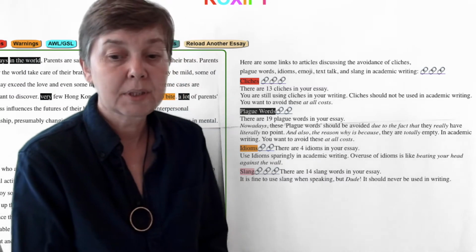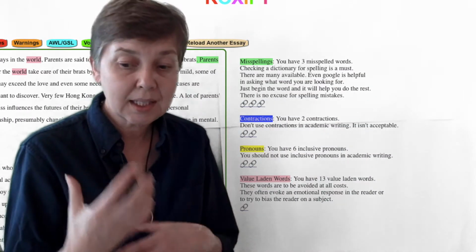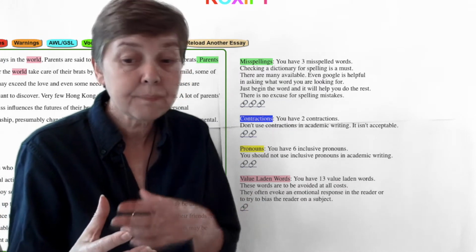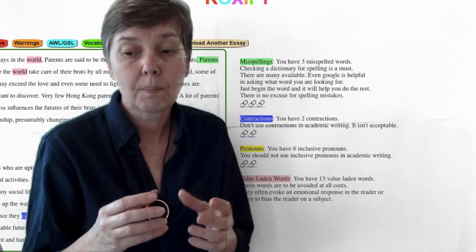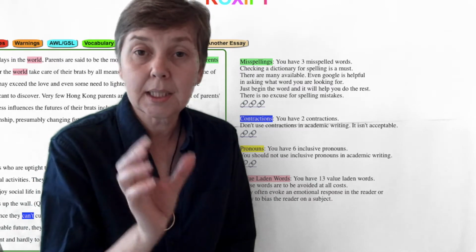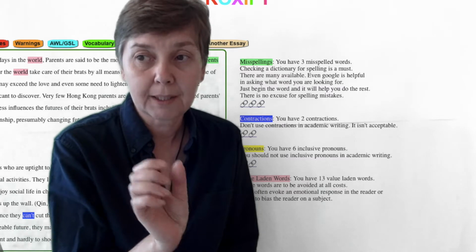The next button that I'm clicking on is warnings. Warnings are things that, again, we should be careful about using. They're not necessarily wrong, but you have to use your judgment. So the first one is misspellings. Now, misspellings could be that you have used a hyphenated word. This shows up as being a misspelling.